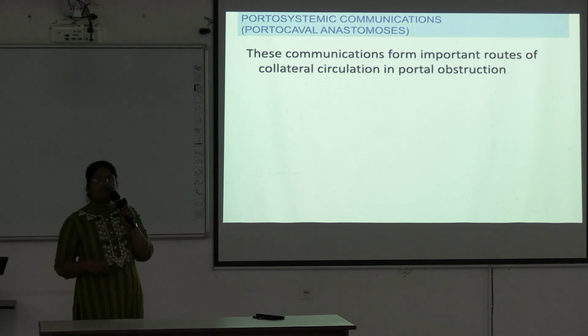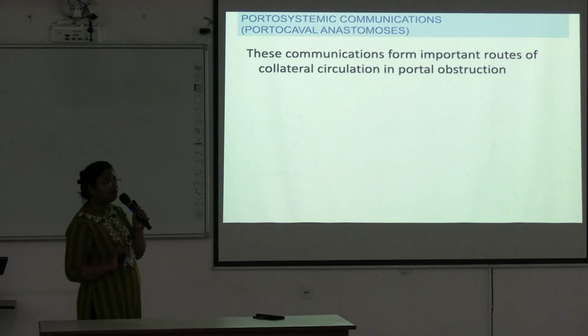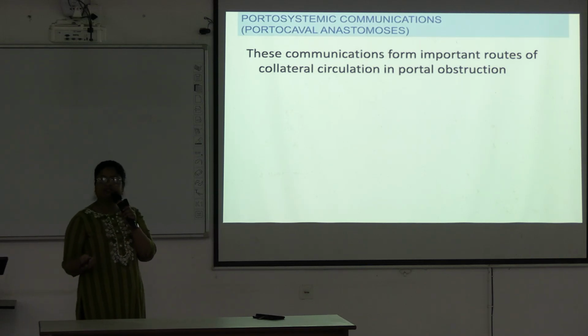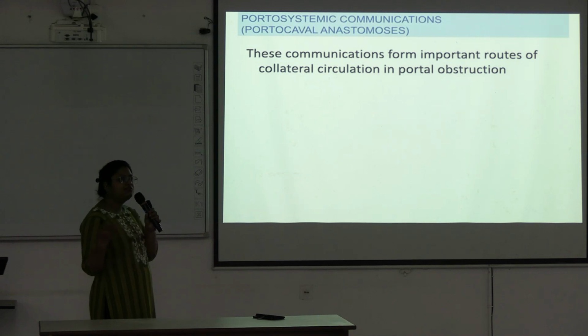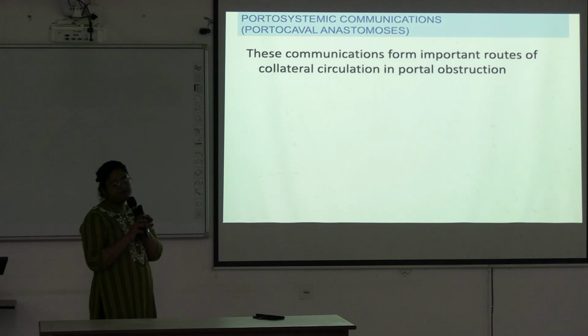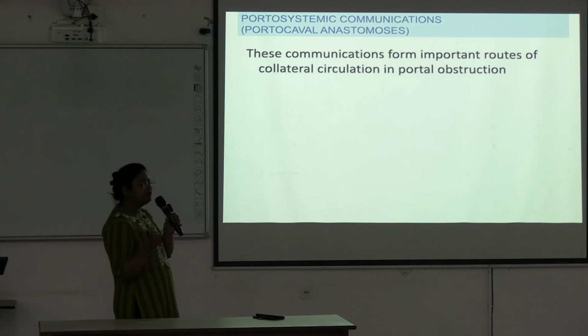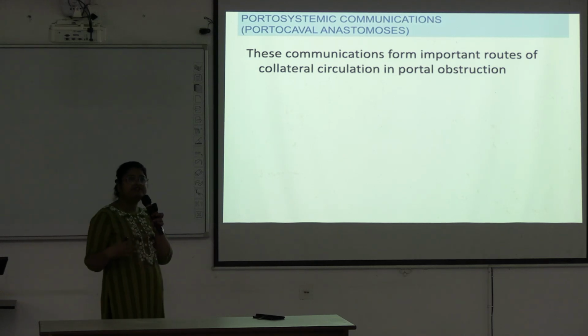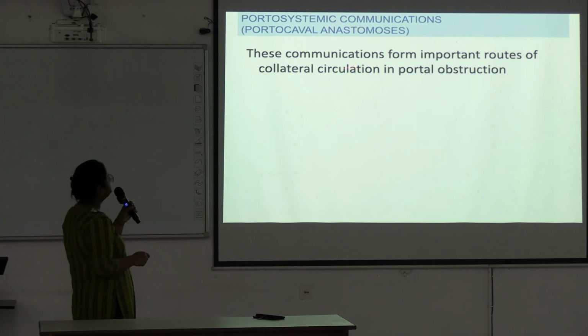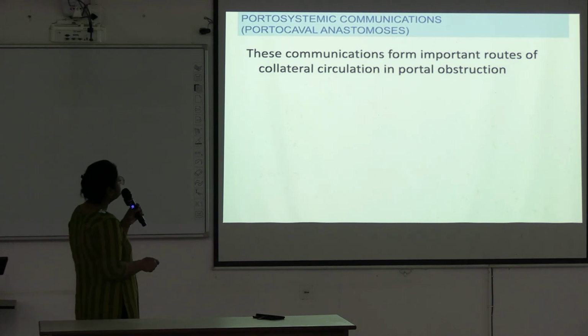Next we go to portosystemic anastomosis. This is very, very important, very frequently asked in your viva, and a very important long question for theory. You practice the schematic diagram and you must remember which veins anastomose. And very important, explain-why questions. Hemorrhoids and esophageal varices, all these are important explain-why questions. So, portosystemic communication or portacaval anastomosis, these conditions form important routes of collateral circulation in portal obstruction. Okay. Next.